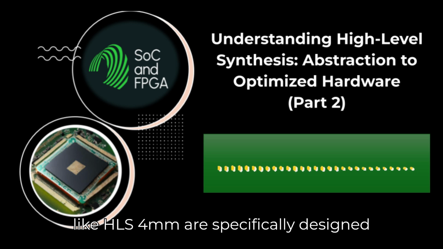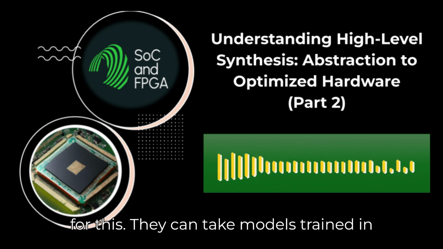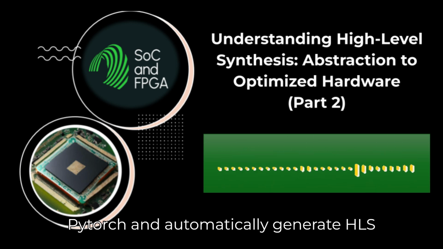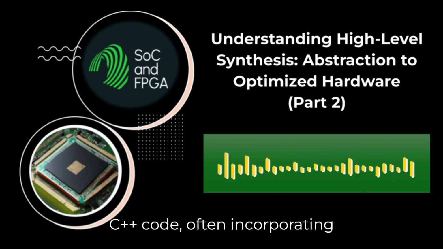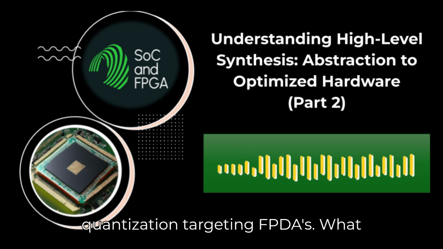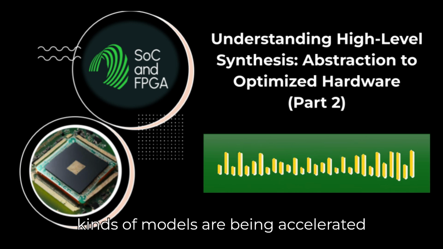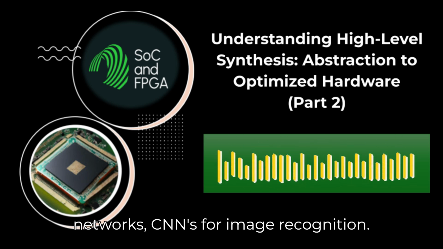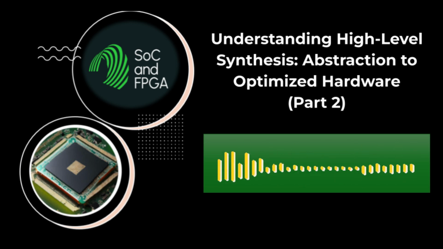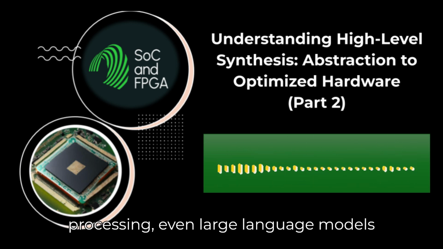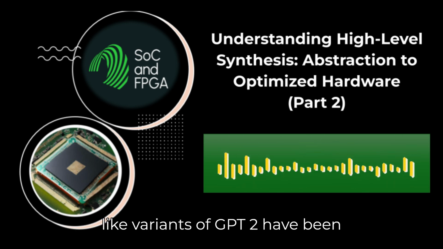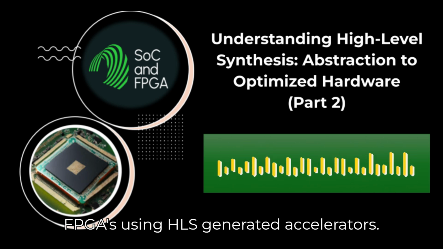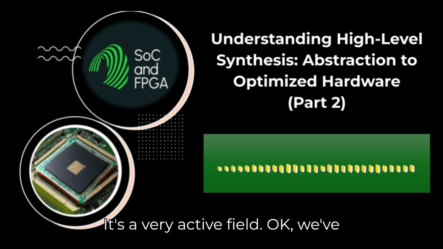Yes, frameworks like hls4ml are specifically designed for this. They can take models trained in standard ML frameworks like TensorFlow or PyTorch and automatically generate HLS C++ code, often incorporating quantization, targeting FPGAs. What kinds of models are being accelerated this way? All sorts. Convolutional neural networks, CNNs, for image recognition, transformers for natural language processing, even large language models like variants of GPT-2 have been demonstrated running efficiently on FPGAs using HLS-generated accelerators. It's a very active field.